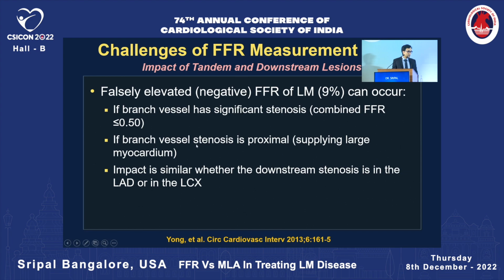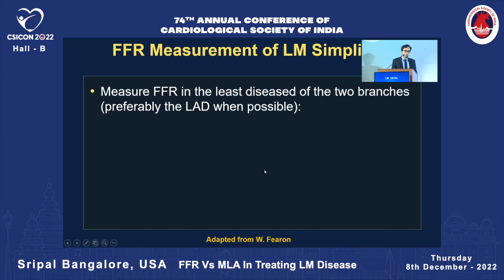It's also seen if the branch vessel stenosis is proximal, so in other words, it's supplying a large territory, and the impact is similar whether the downstream stenosis is in the LAD or in the circumflex. But just to simplify all of this, many a times when you're doing these measurements, you don't want to be thinking about: is there a downstream lesion? How severe is it? What is the location of it? The simple algorithm to consider is to measure FFR in the least diseased of the two branches, preferably the LAD because it's the larger artery and supplies more territory.